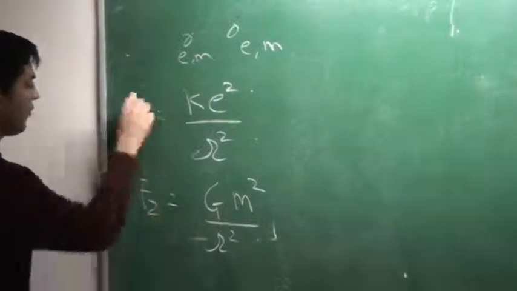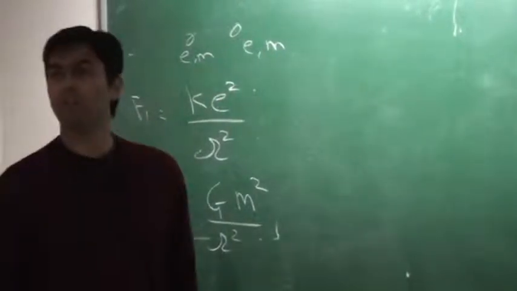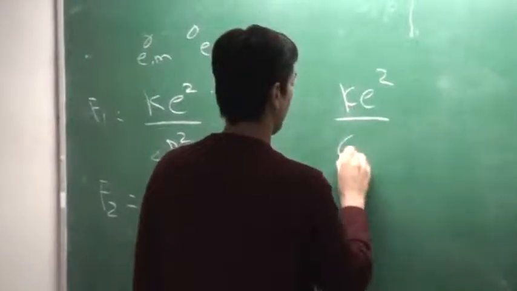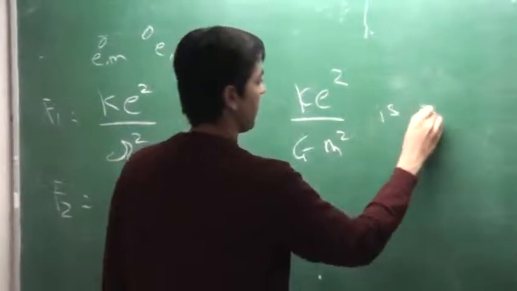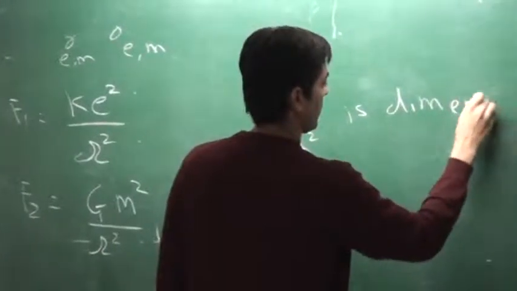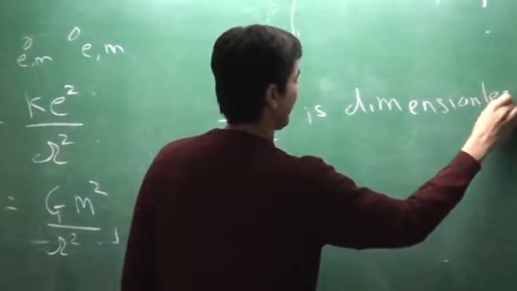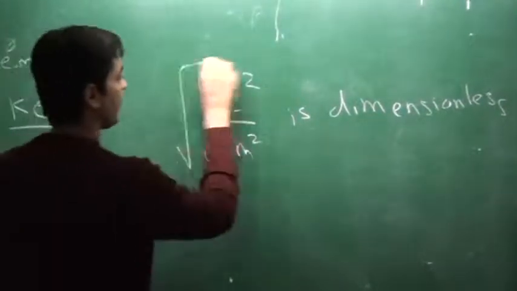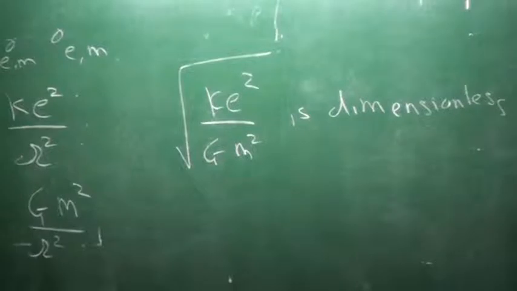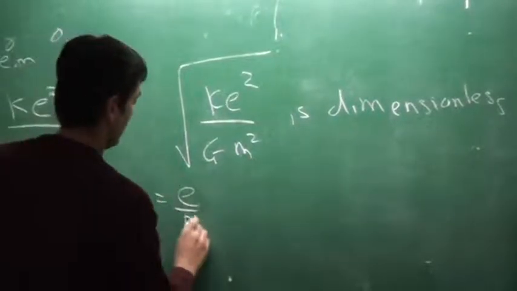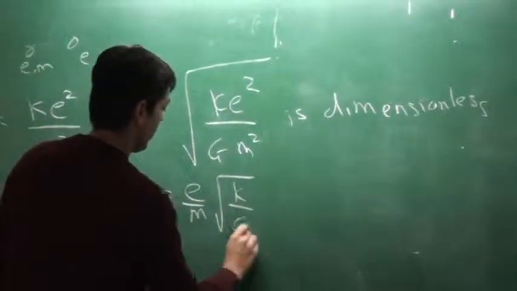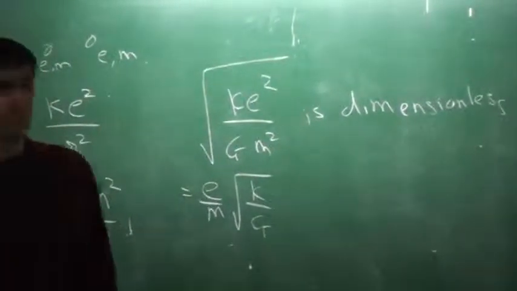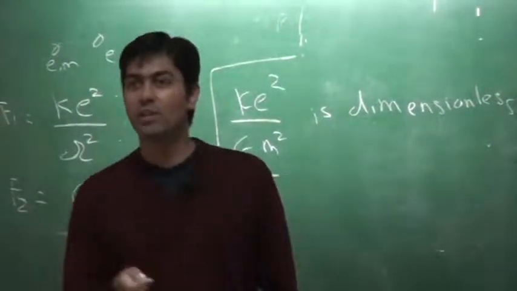So the ratio of these two numbers gives you a dimensionless number. Therefore, K e squared by G m squared is dimensionless. And clearly, if you take the square root of this, you'll get the ratio. That gives you E by M times the square root of K by G, and you just have to compute this number. So it's not actually a hard problem, and it's actually very important. I really want to encourage you to put in these numbers.